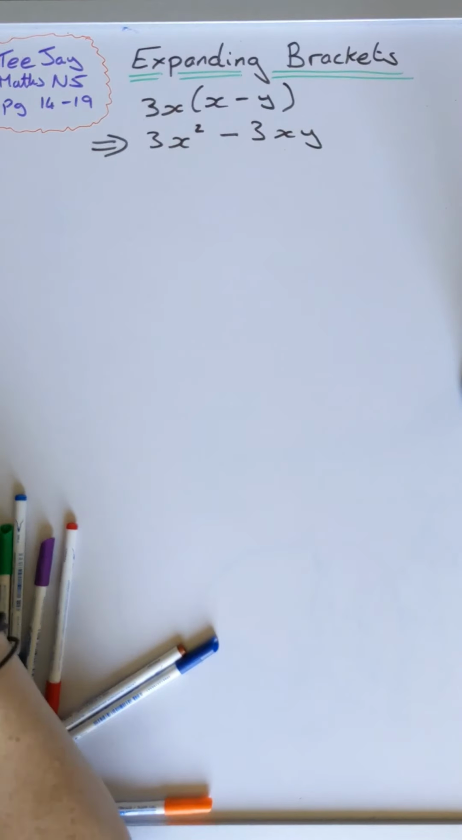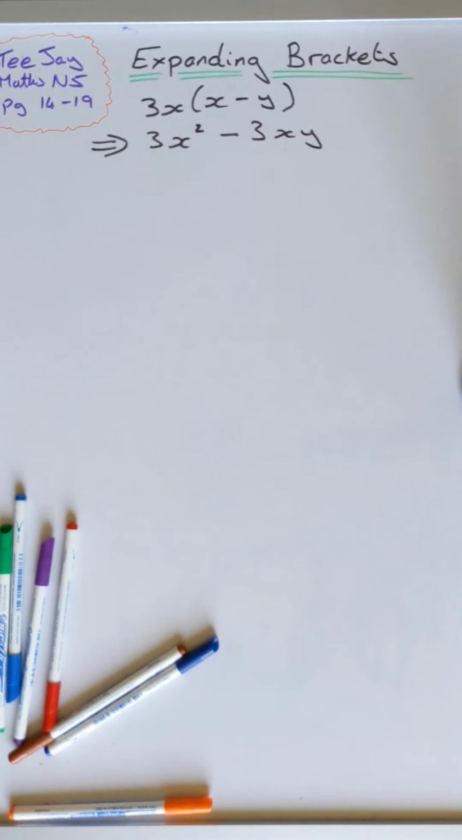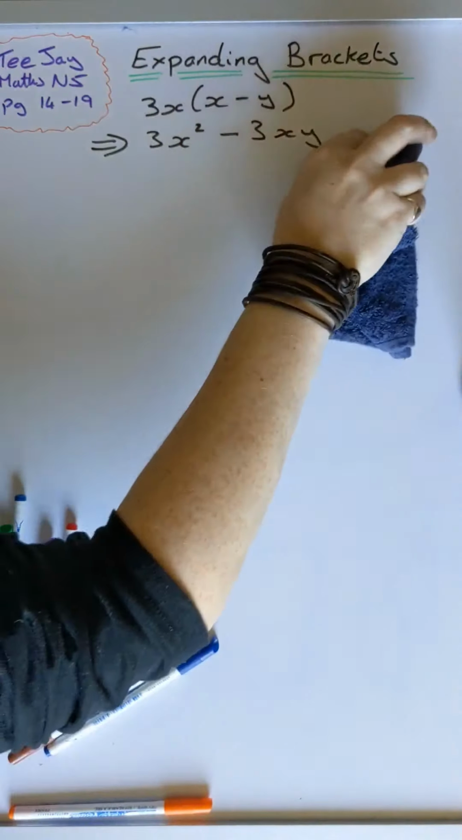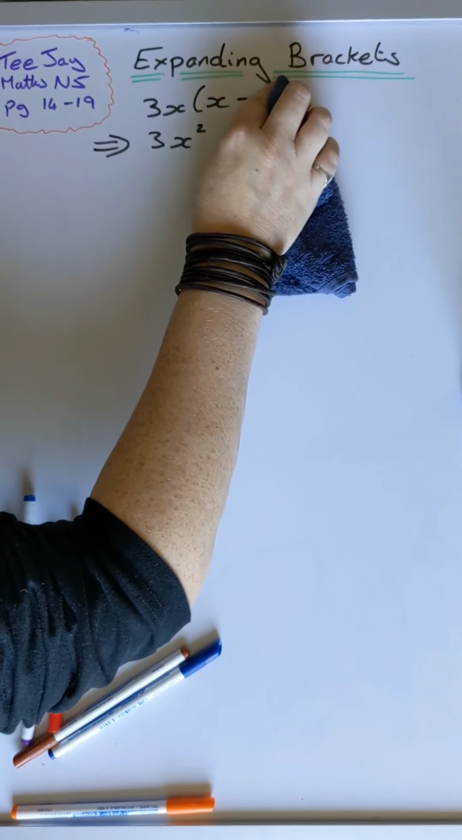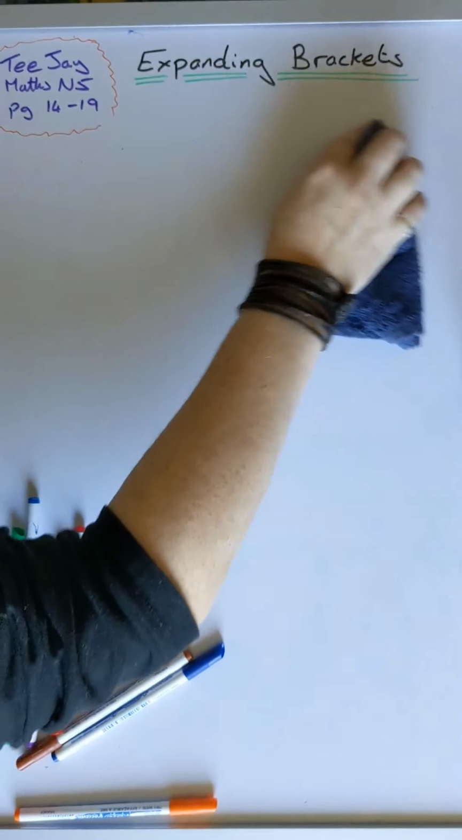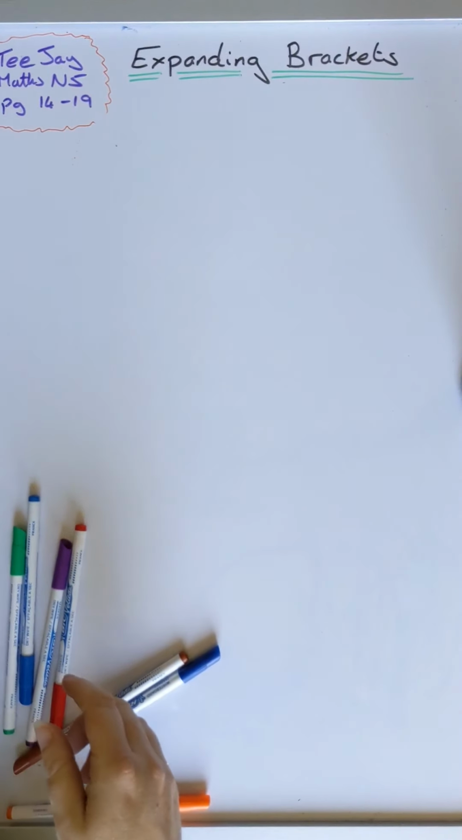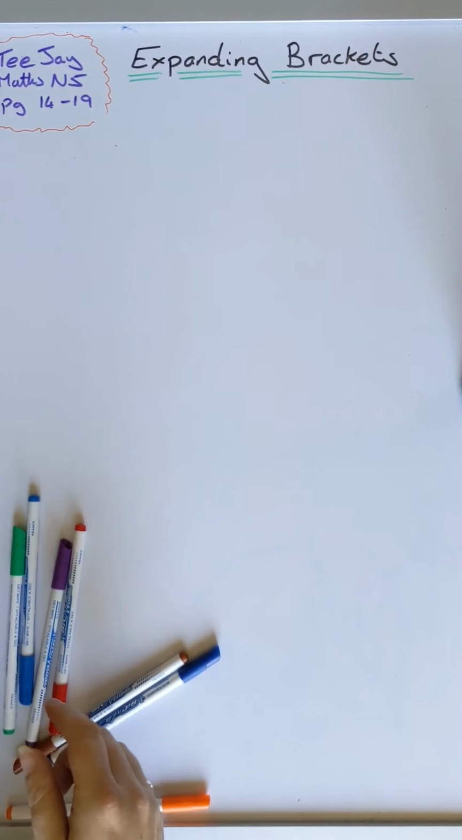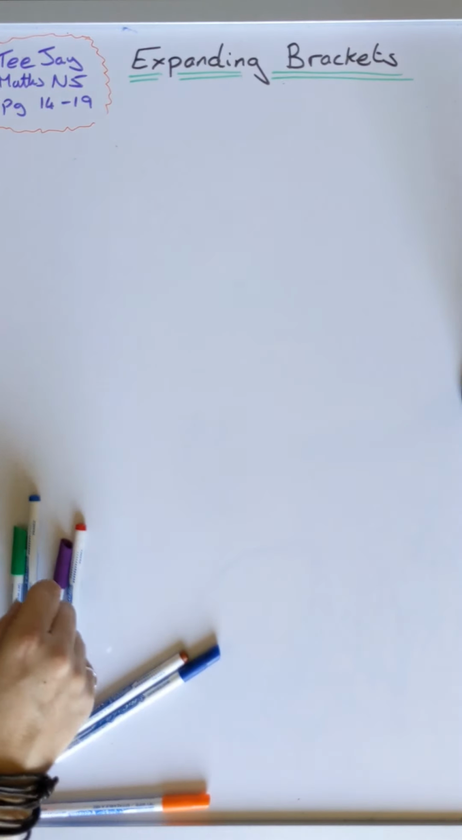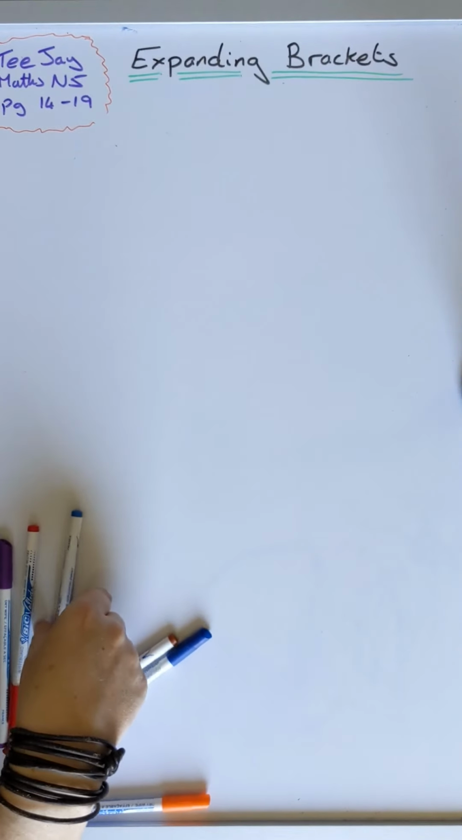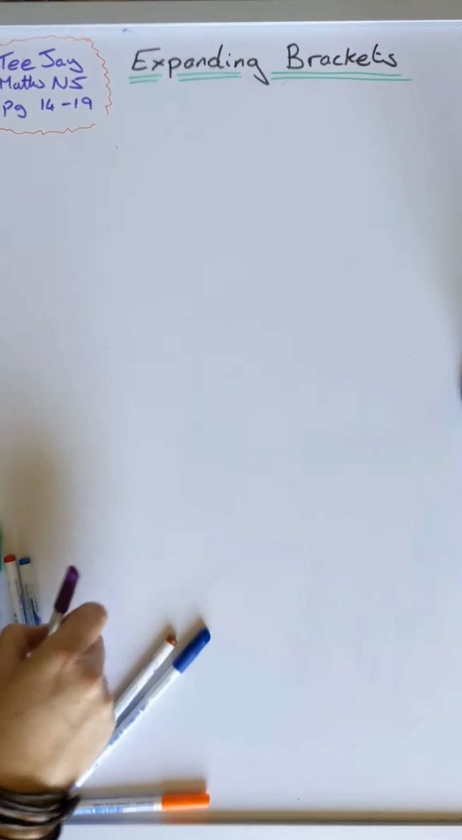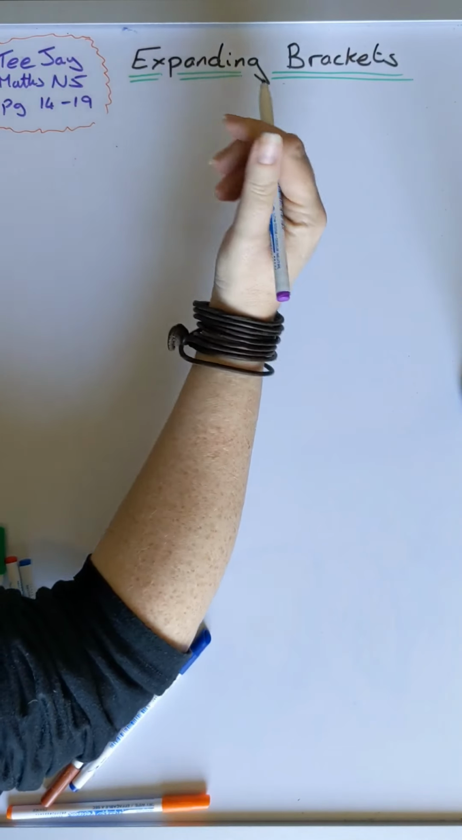But what we're going to look at today is double brackets and other combinations. If you want more practice at any of these, go to the TJ Maths book, page 14 to 19, or use any of the other resources that I've put on the website already for you.